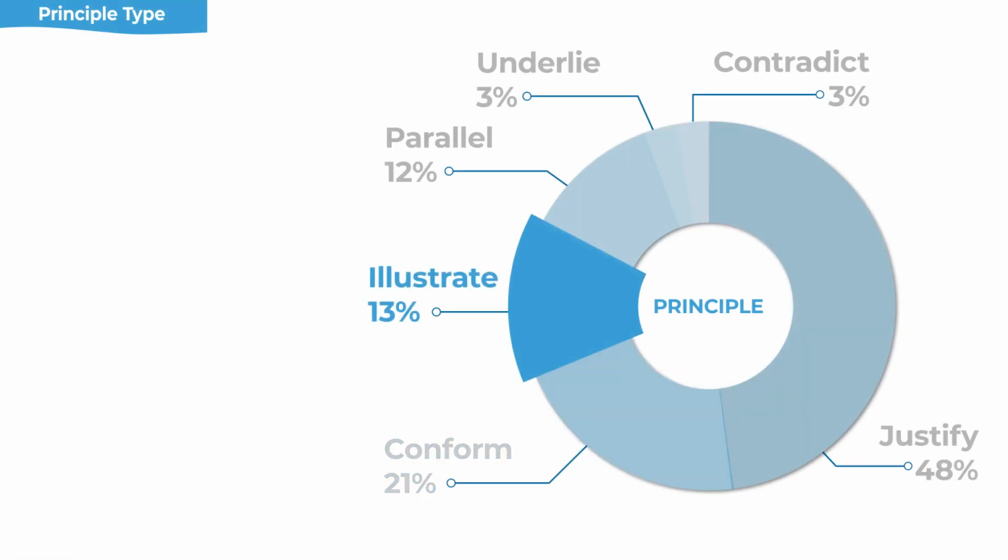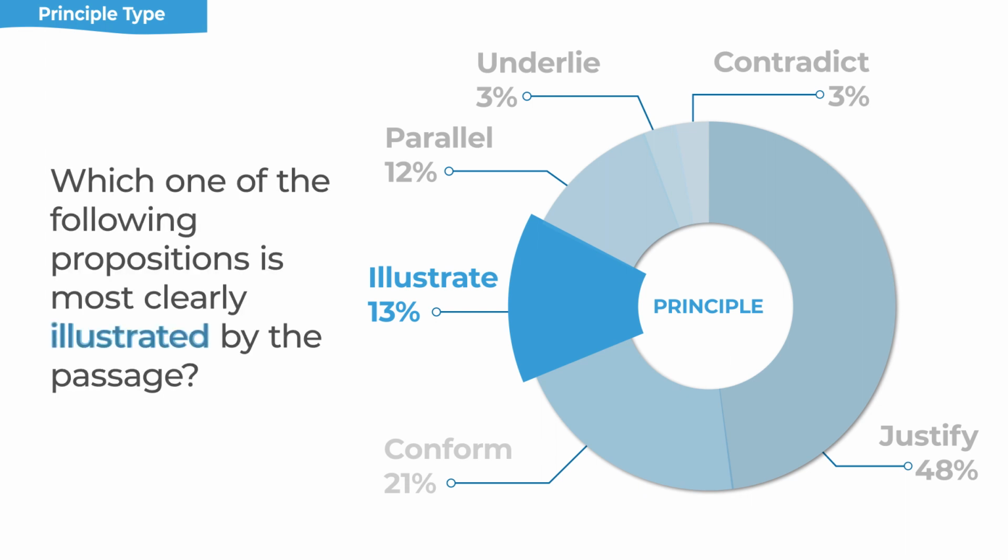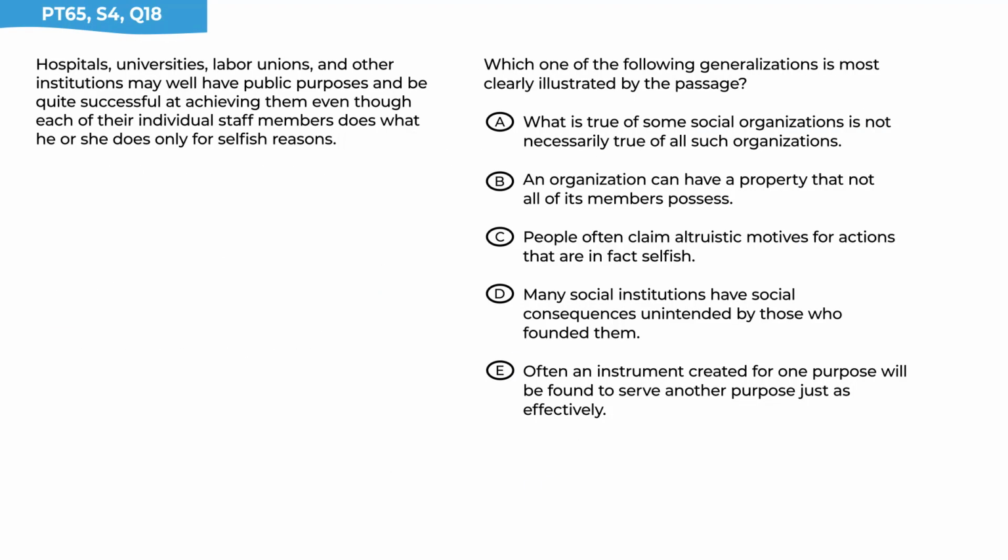Here's one more type of principle question we're going to look at in this lesson. The idea that we're going to illustrate a principle from or within some statements. So the question stem may say something like, which one of the following propositions is most clearly illustrated by the passage? Give this one a try. When you think you've got an answer that you like, hit play again, and we'll review it together.